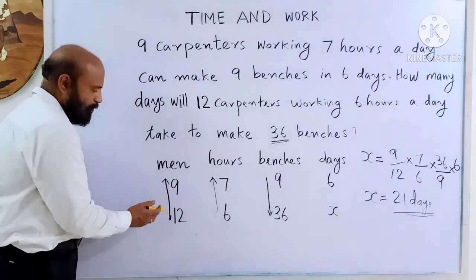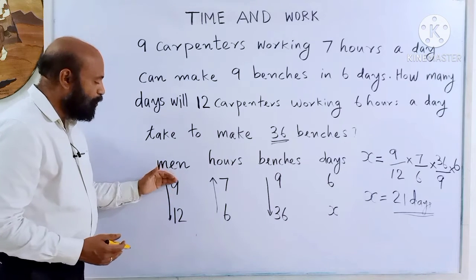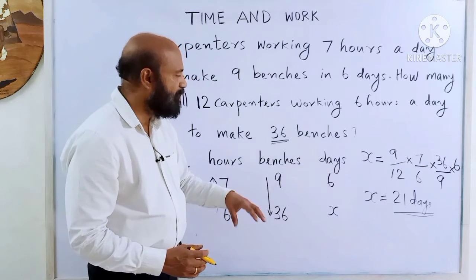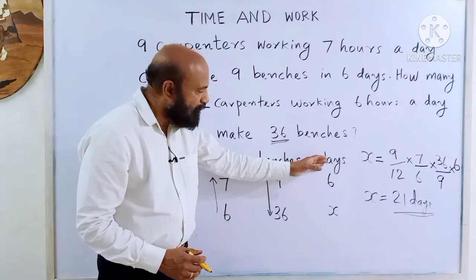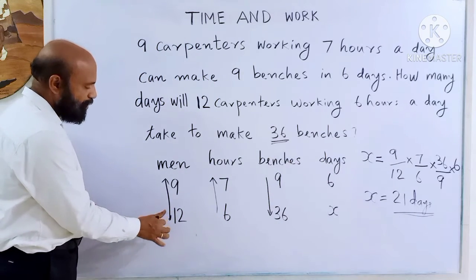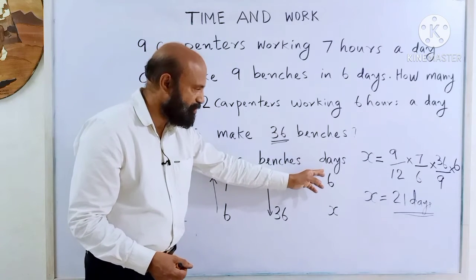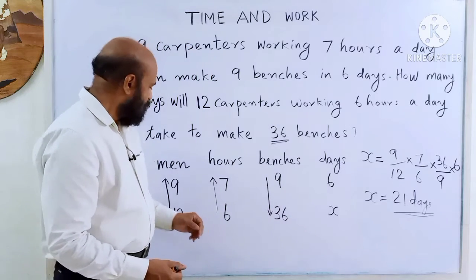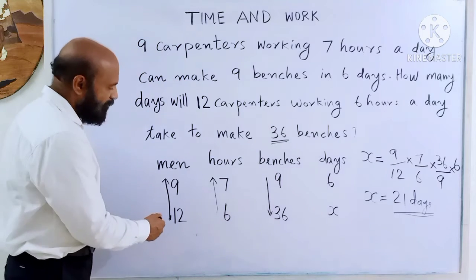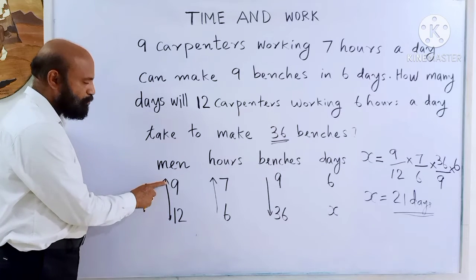Here you see 9, 12. So the number of men increases. When the number of men increases, the number of days needed decreases. So you put the arrow from the greater number to the smaller number. If there is a decrease, you have to put the arrow from greater number to smaller number.